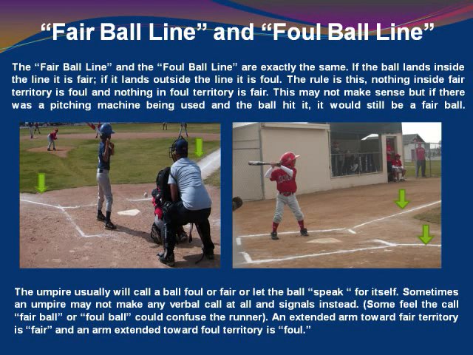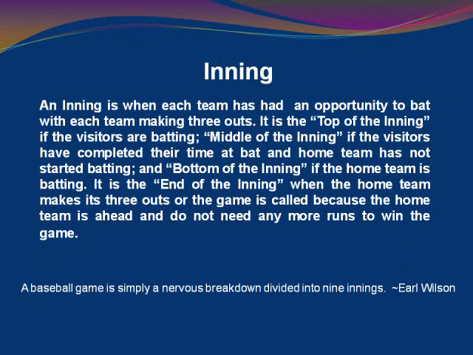And this may not make a lot of sense, but if there was something in the playing field, such as a pitching machine, and the ball hit that pitching machine, it would still be a fair ball. If it hit the umpire, as an example, outside of fair territory into foul territory, it would be considered a foul ball.